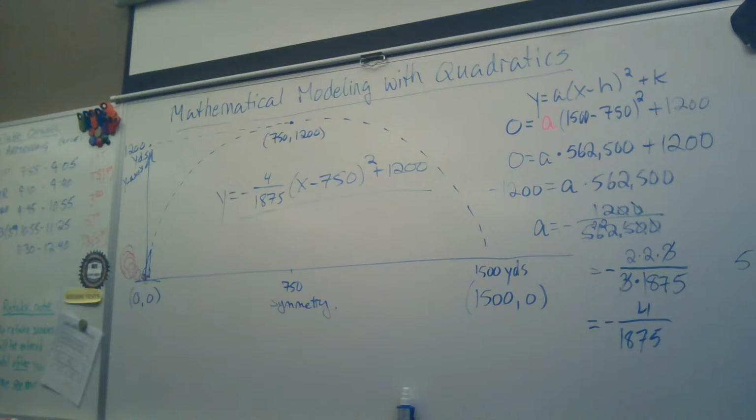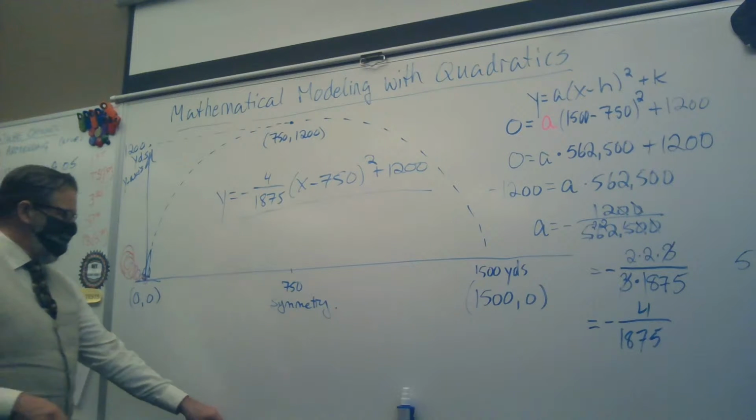Questions? Somebody with a calculator, 4 divided by 1875.